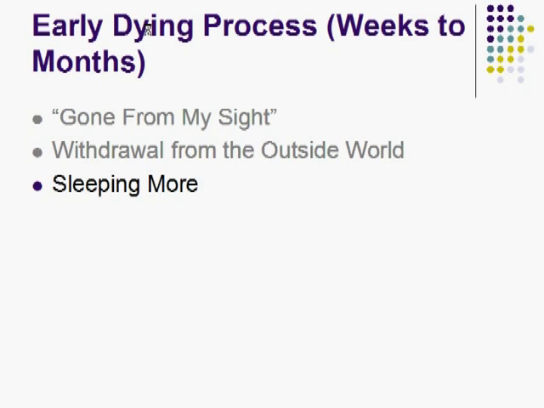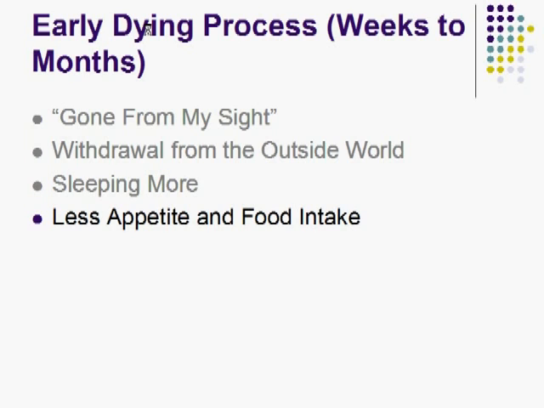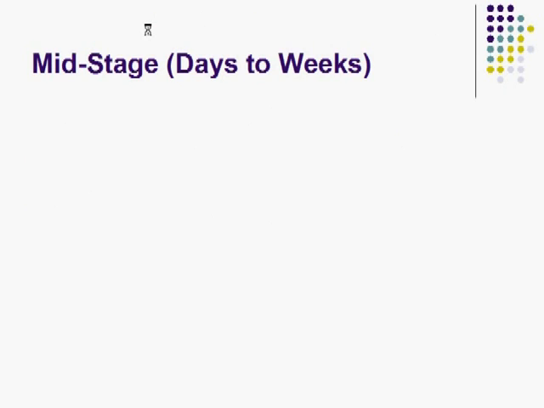Their appetite goes down and they start taking less food. And so these are the typical findings in the early dying process. The middle stage of the dying process, the days to weeks, we start to see occasional disorientation.